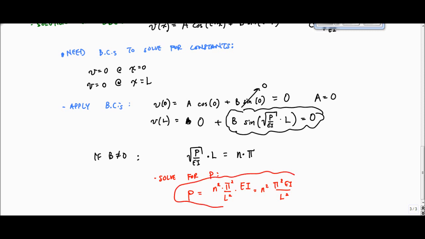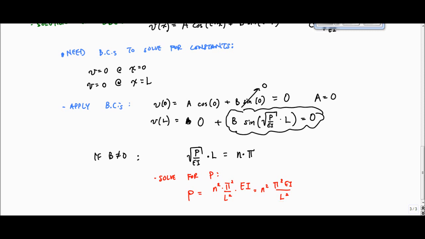Okay, so here's this. I probably bubbled this prematurely. Let me unbubble that, because this one is not that important. But what this says is, if I apply this load P, I'm going to get the buckled shape.